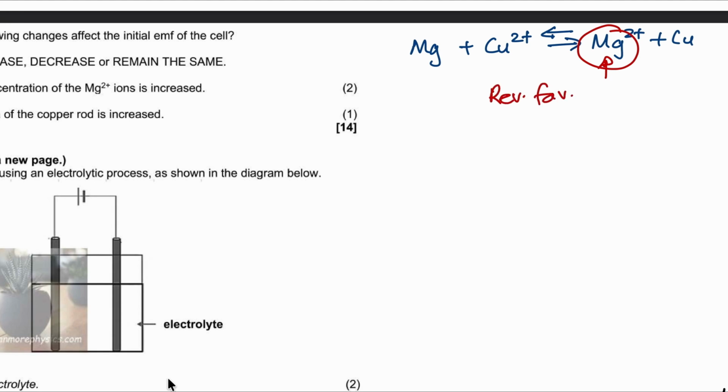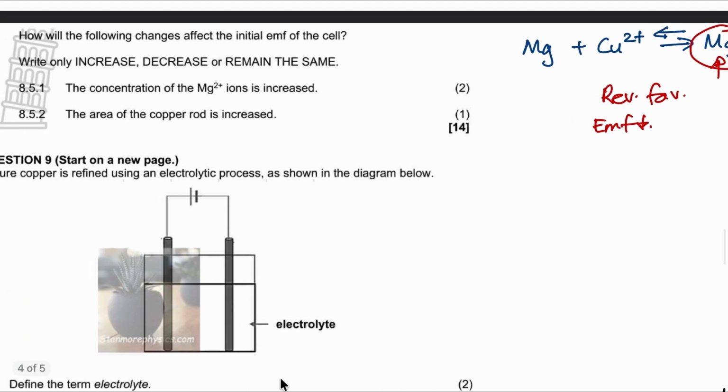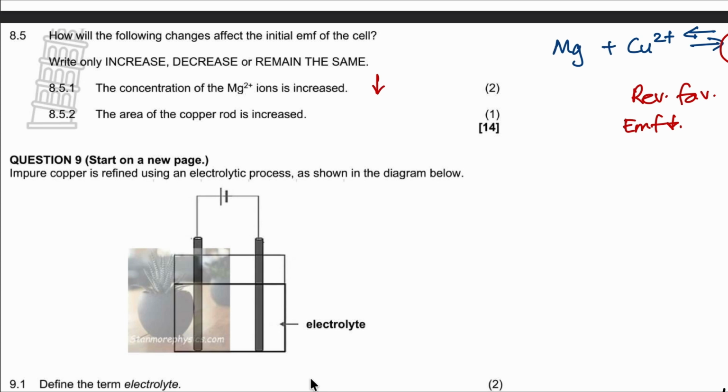Now there's a simple rule here without going too much into theory, and there's actually an equation that we can use there, but that's beyond our scope. If the reverse reaction is favored, that means the EMF is going to decrease. And if the forward reaction is favored, then the EMF will increase. So the answer here is it is going to decrease. Question 8.5.2, if the area of the copper rod is increased, there's going to be no change. That's not going to affect the forward reaction or the reverse reaction. So here it is going to remain the same.